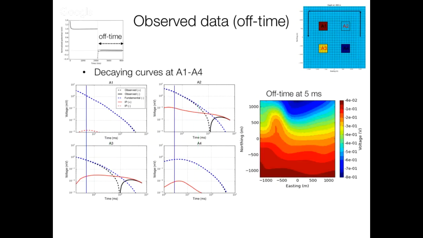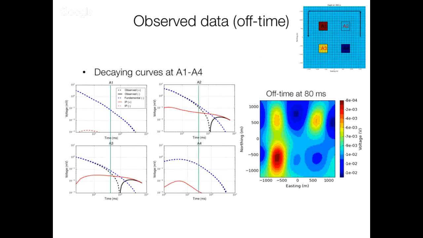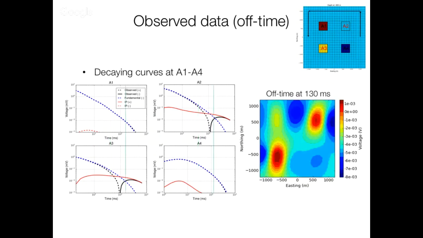Actually, I've been concentrating on the decay curves. If we look at the plan maps, at early times, basically what we're seeing is a distortion of that top conductor. At later times, we're seeing all three of these objects. This response is coming from the IP. There was no conductivity response.